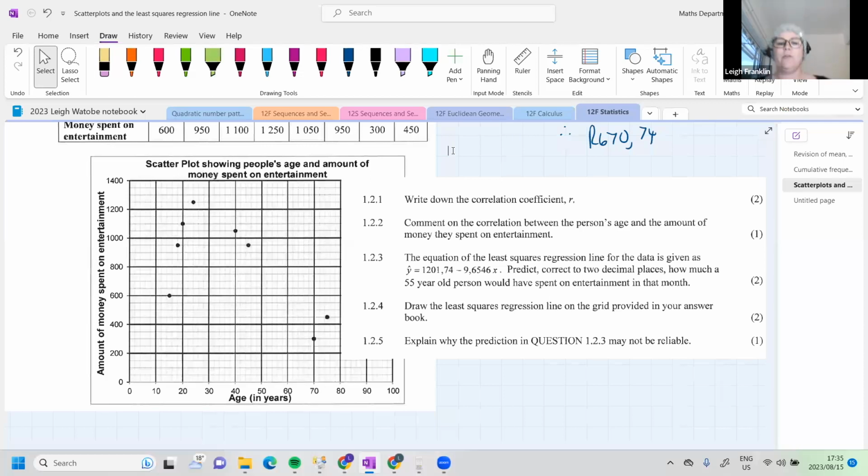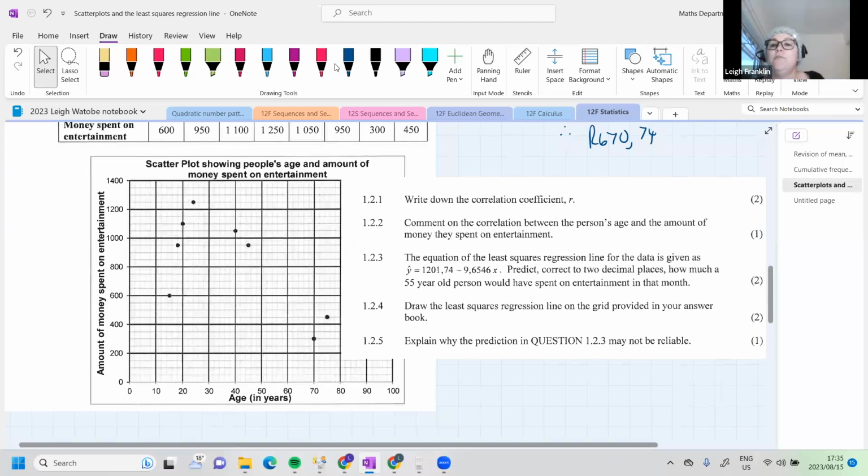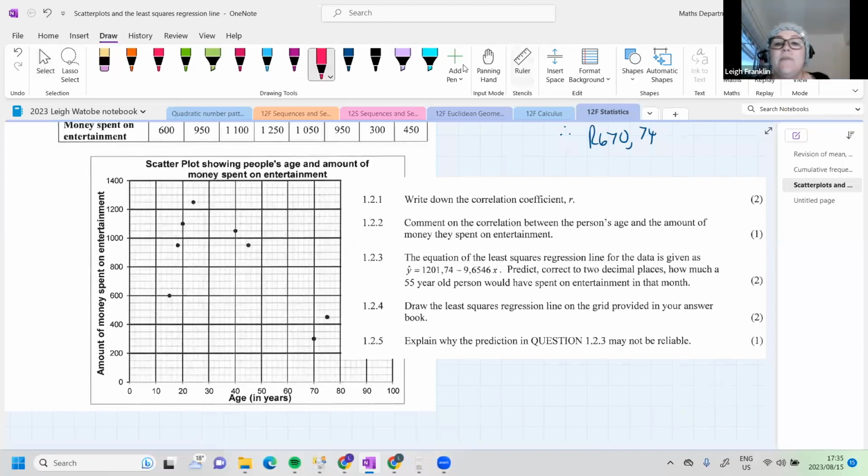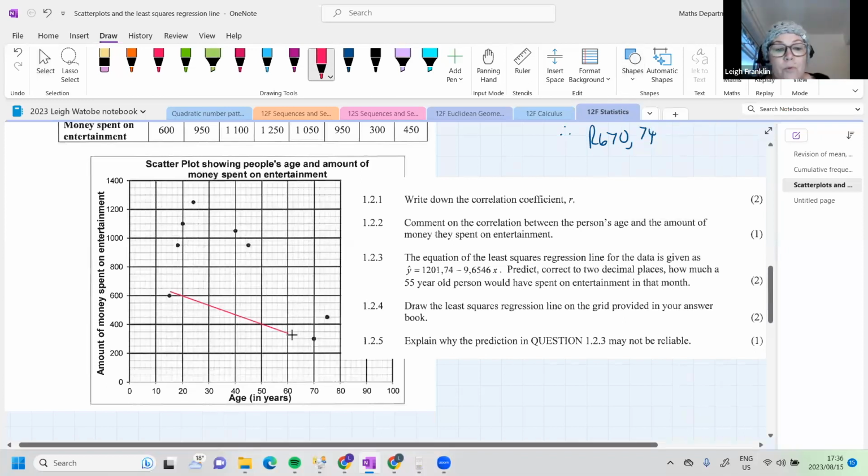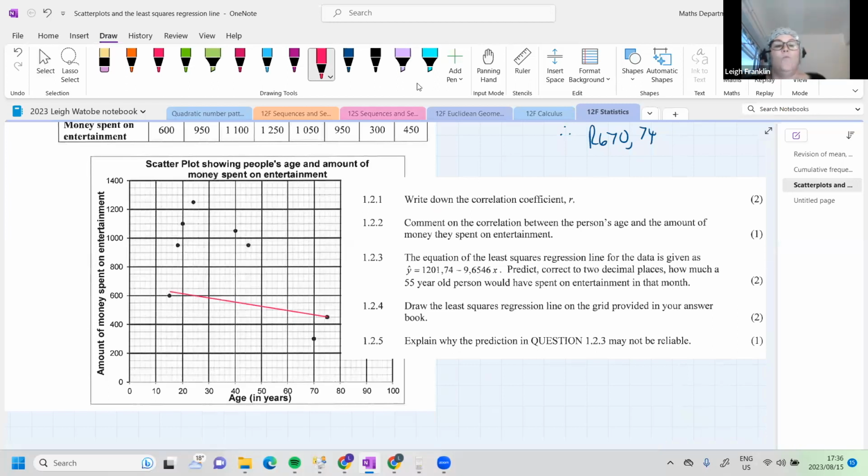Why is it not going to be correct for me to just connect? So if I did this, I'm going to show you now. If I did this, it would be wrong. Where's the biggest one? There. If I do that, that's not correct. Why not?